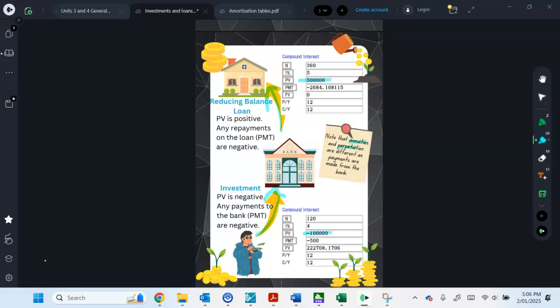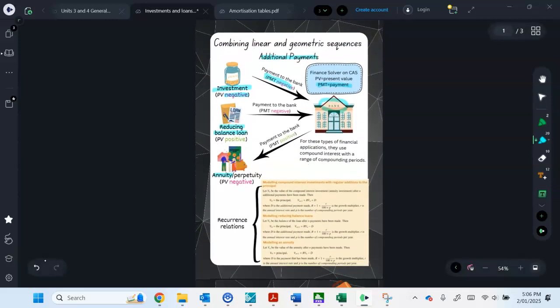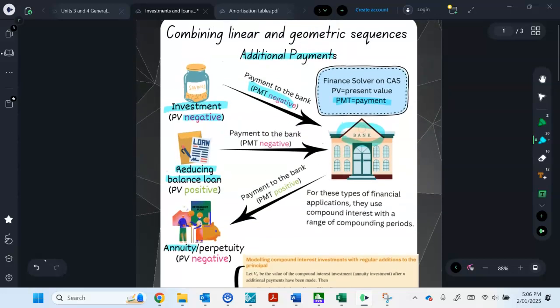Annuities and perpetuities are slightly different. So I'll talk about them in a bit more detail later, but basically just for investments, make sure you've got a negative, and loans are going to be positive. All right, so let's go back here. Lots of arrows of what's actually happening, but this summarizes it quite well. So your investment, your principal value or your present value is negative, and your payment is negative. Everything is going from your pocket to the bank. It's minusing it from your pocket and it's going to the bank.